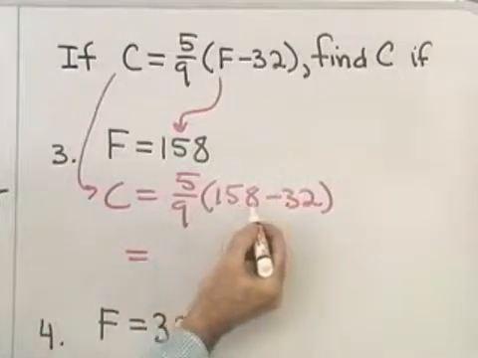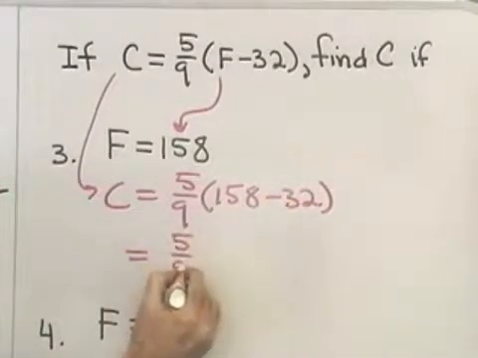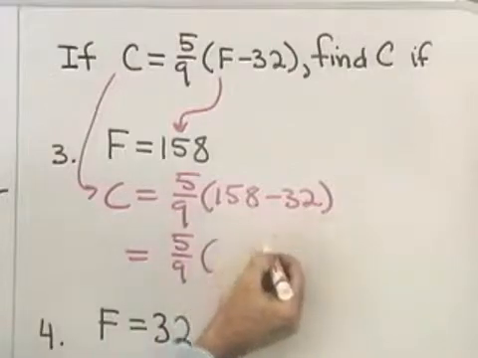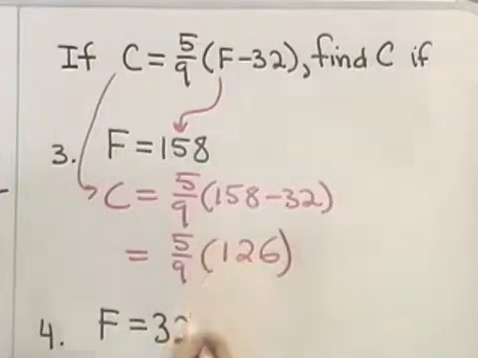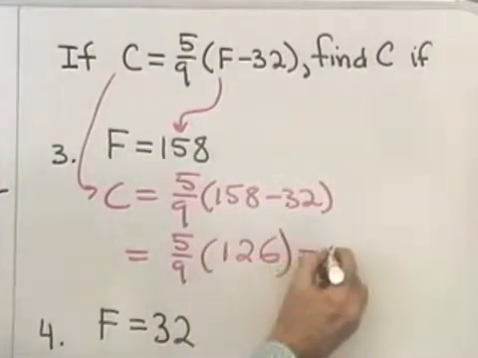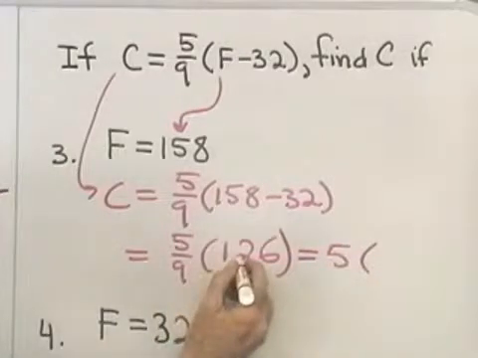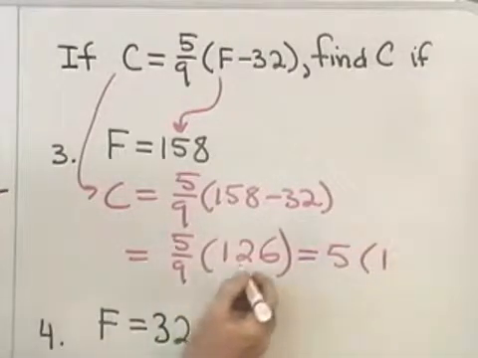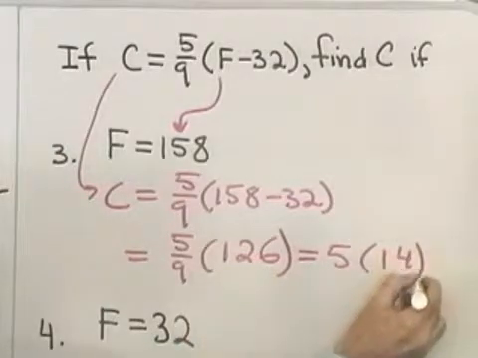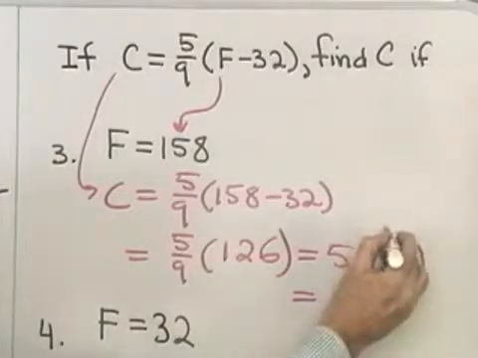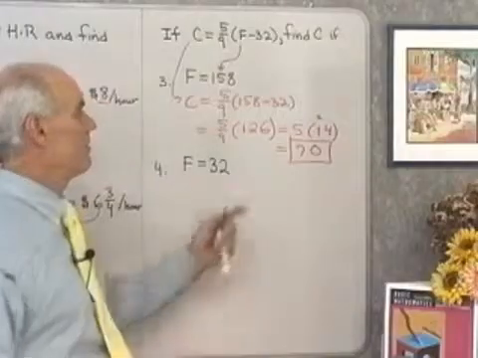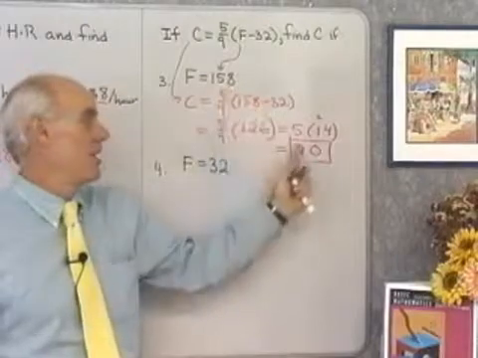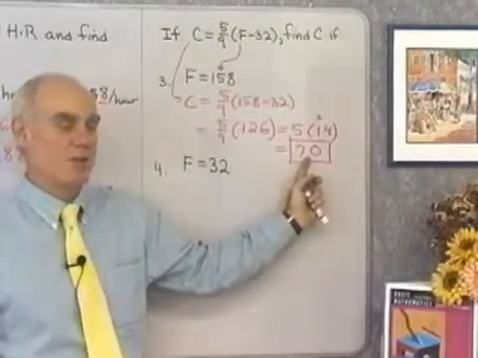So let's see, 158 minus 32, this will be 5/9 times, 2 from 8 is 6, 3 from 5 is 2, so I have 126. Let's see, does 9 divide in there evenly? I hope so. 9 divides into 12 once, and then I have 3 left over, 4. So 5 times 14 is 70. So a temperature of 158 degrees Fahrenheit is equivalent to a temperature of 70 degrees Celsius.